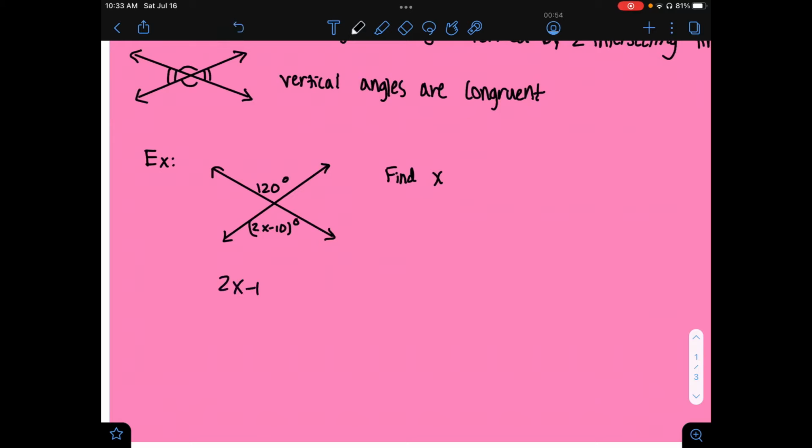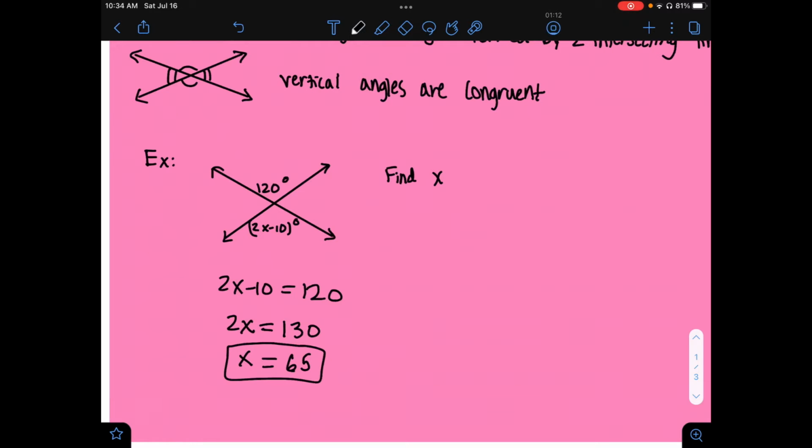So we're going to do 2x minus 10 is equal to 120. Then we're going to add 10 to both sides to get 2x equals 130. And then we're going to divide by 2 to get x equals 65. So our answer here is x equals 65.